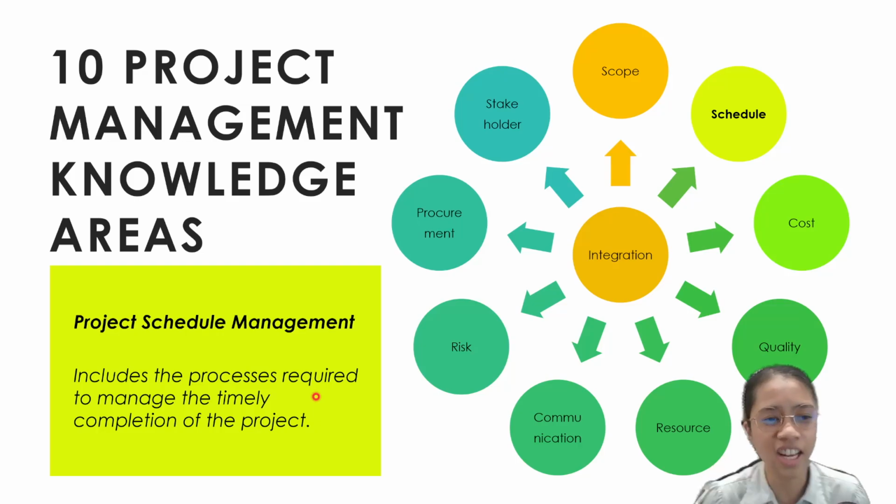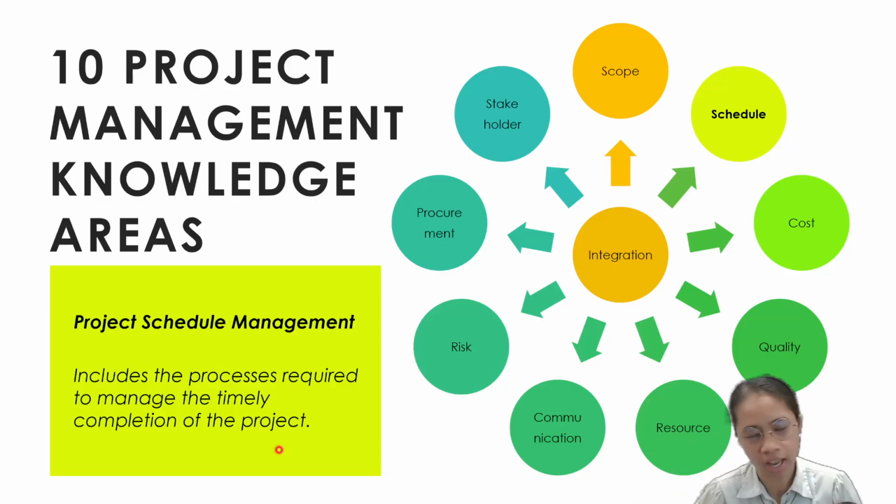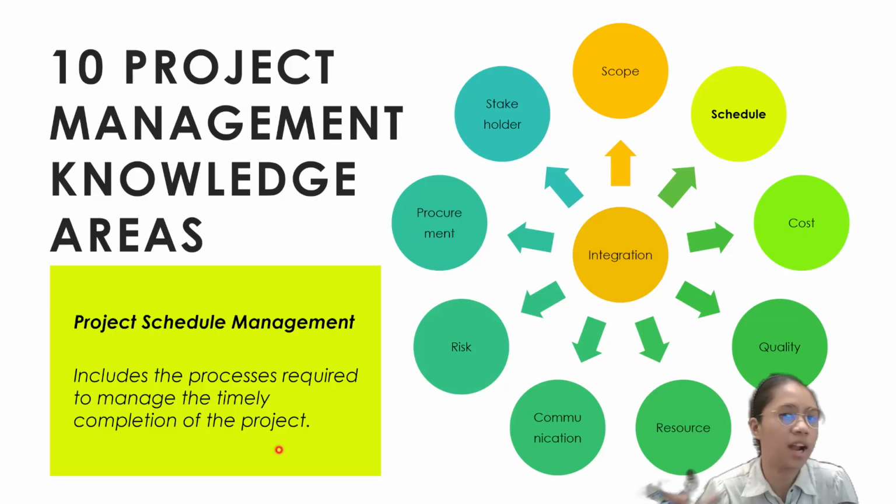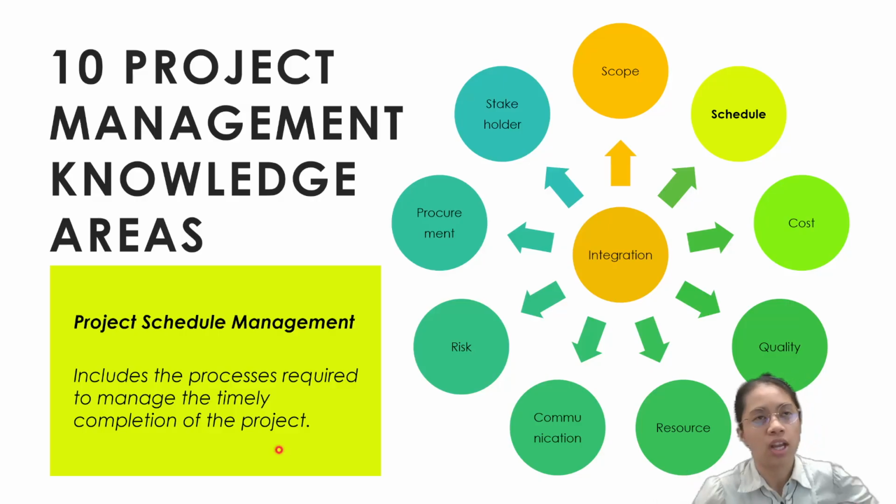Next, schedule. This includes the processes required to manage the timely completion of the project. When you think of schedule, what first comes to mind is time. As mentioned in the 5 phases of project management, we also need to make a baseline schedule to know the duration per scope of work, per activity. Why is it important? Because a project is a temporary endeavor, meaning it has a start and an end at a certain time. We don't have projects with unlimited time. It will not work that way.